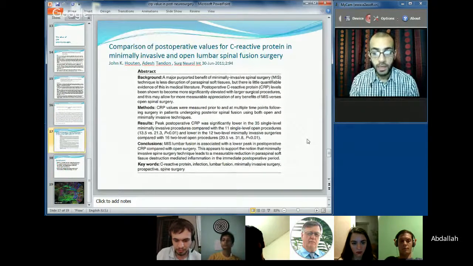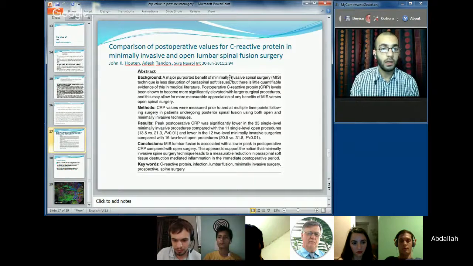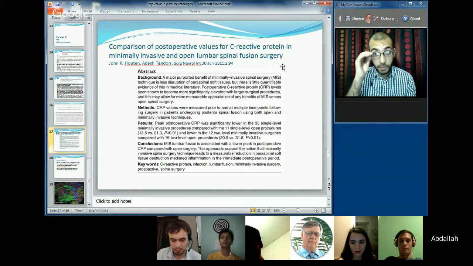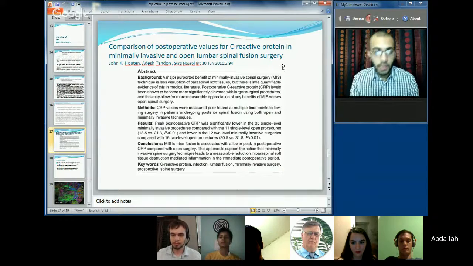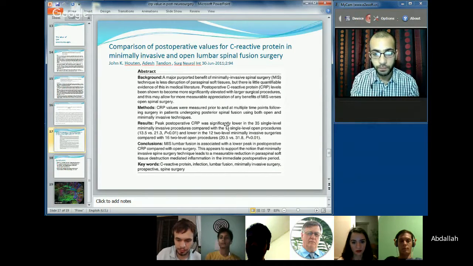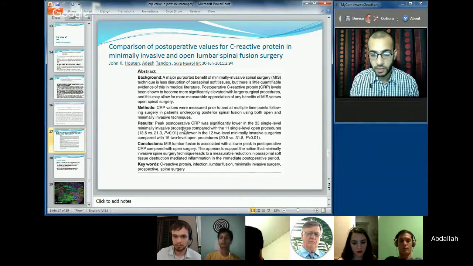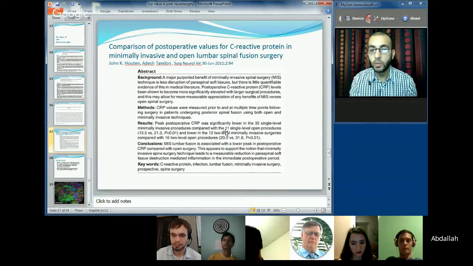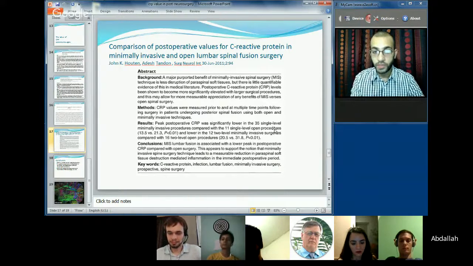The last study that we have regarding this topic is called a comparison of post-operative values of CRP in minimally invasive and open lumbar spinal fusion surgery. So this one is a neurosurgery on the spine, the lumbar spine, to be more specific. And we can see that the post-operative CRP was significantly lower in the 35 single-level minimally invasive procedures, if compared to another 11 single-level open procedures.